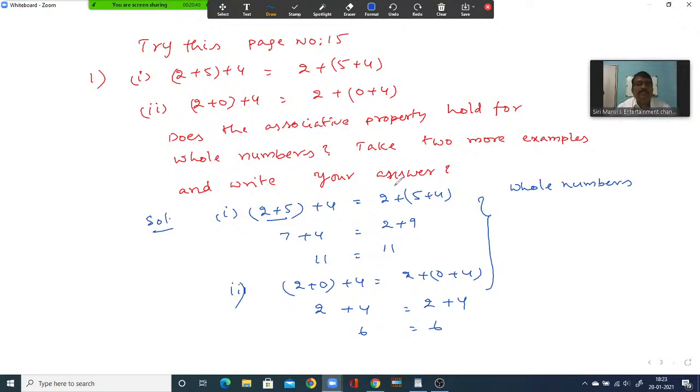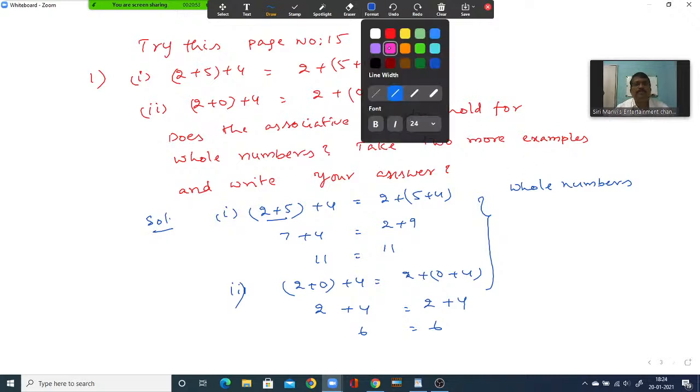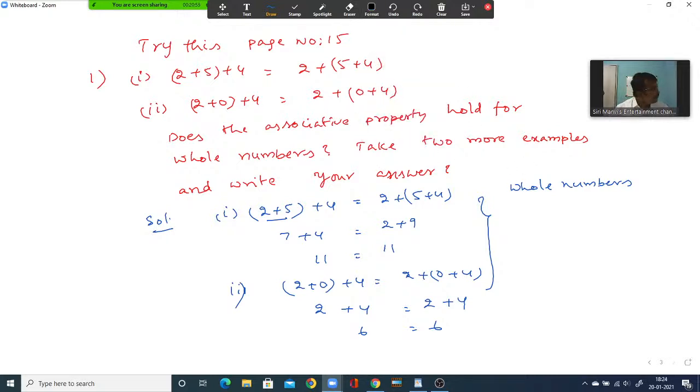So does the associative property hold for whole numbers? Yes. Associative property holds in whole numbers also. Take two more examples and write your answers. So now I am going to take two more examples.